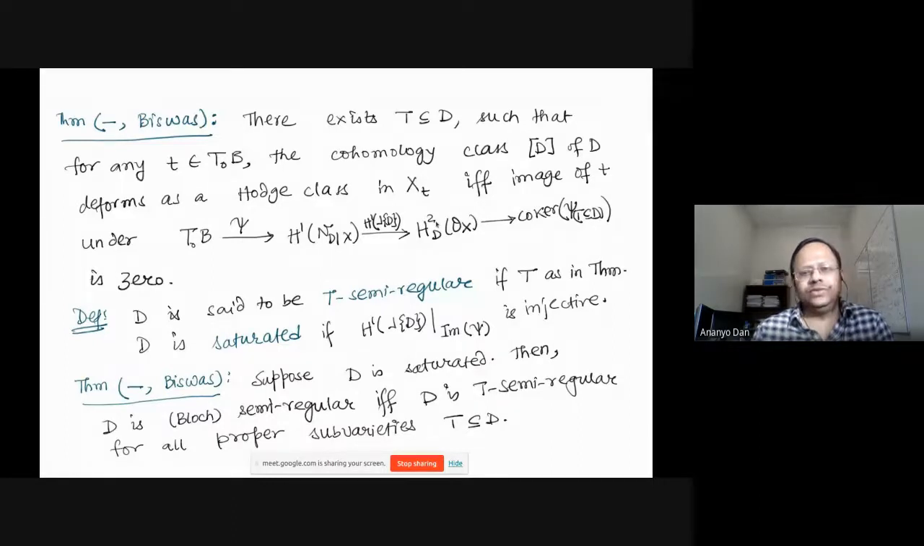So previously we knew a bit less about the topological obstruction, but this tells you that the cohomology class deforms as a Hodge class if and only if the image of this goes to 0. And in terms of semi-regularity, it translates similarly to the original semi-regularity, which says that it is semi-regular if and only if it is T semi-regular with respect to all proper subvarieties. So I stop here. Thank you.